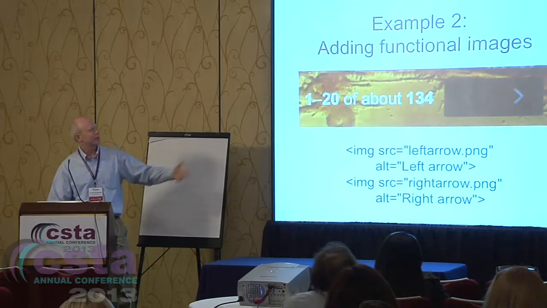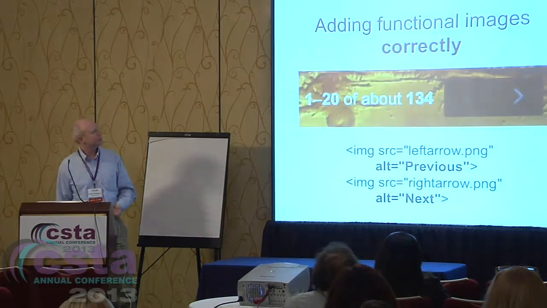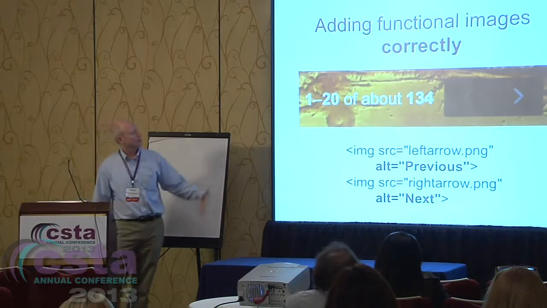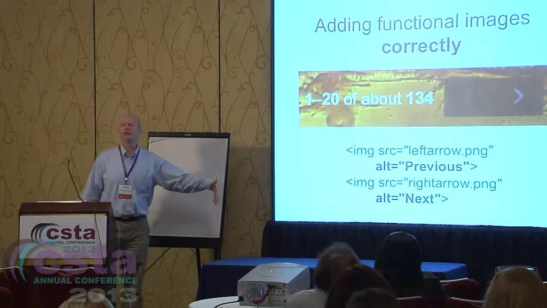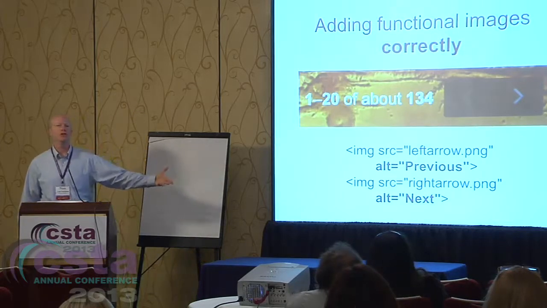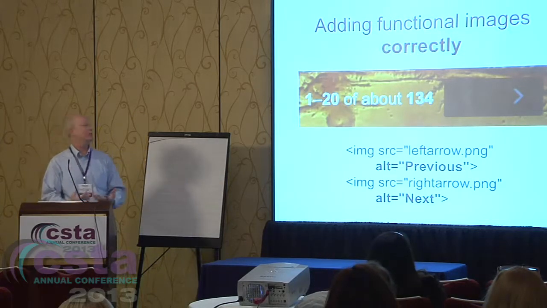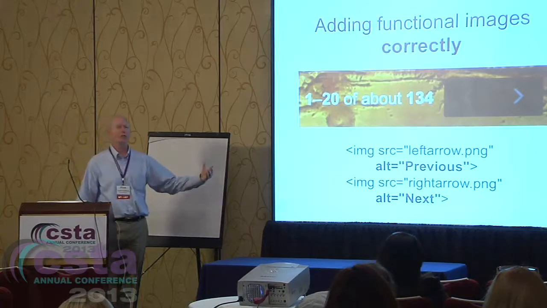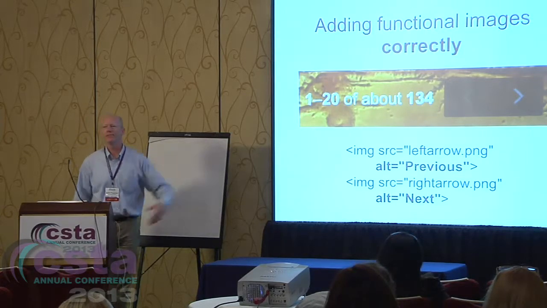So think about the function of those images, and maybe alt equals previous and alt equals next would be a better choice. That's the kind of thing somebody would be likely to say, click next, and they would expect to be clicking on that button.